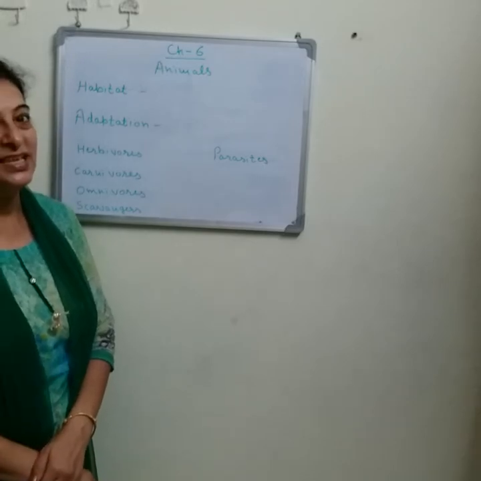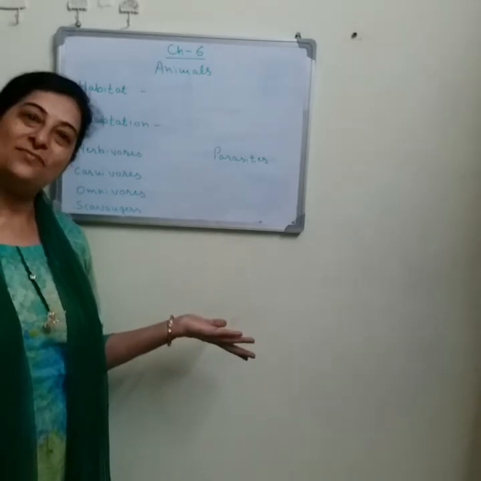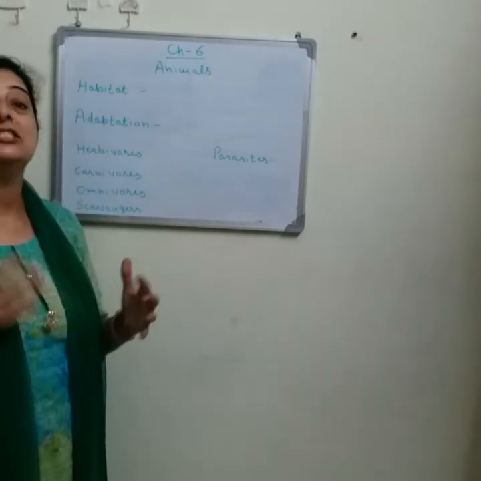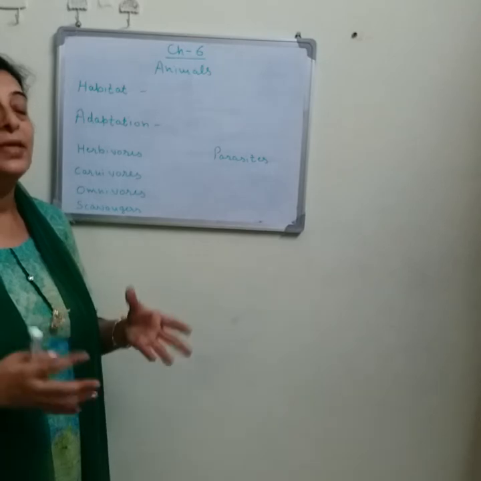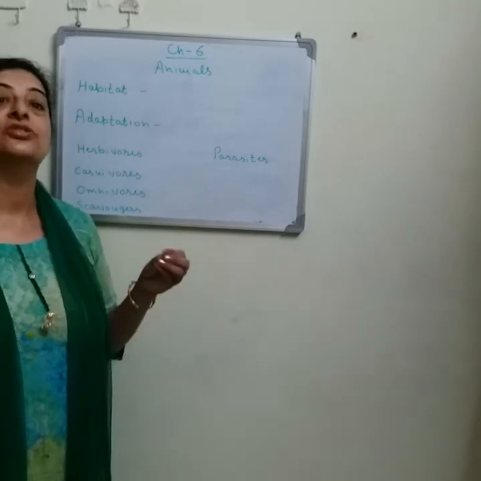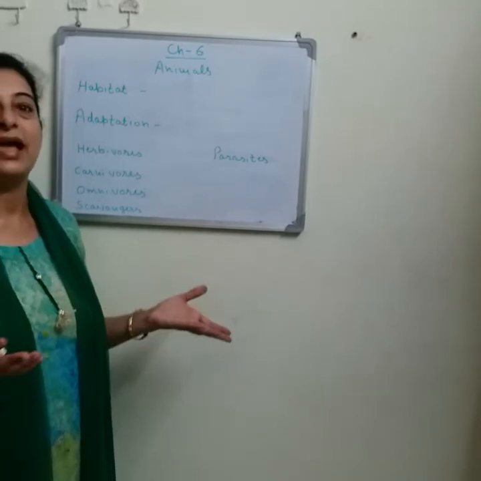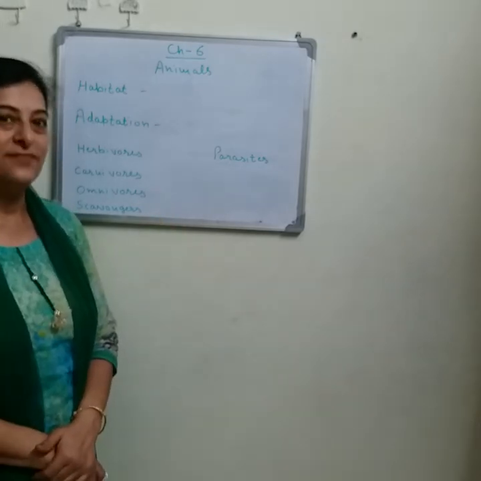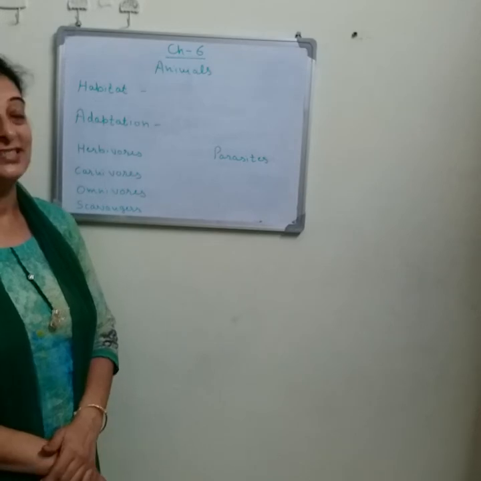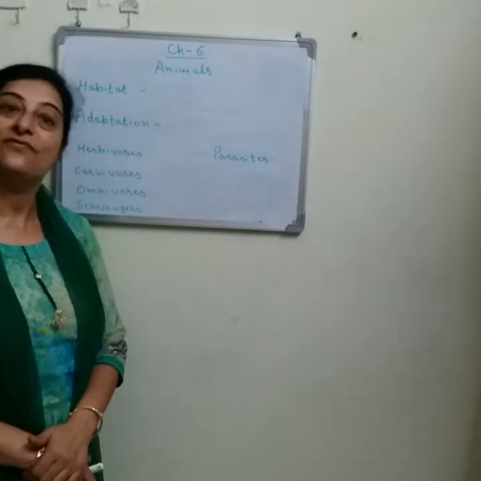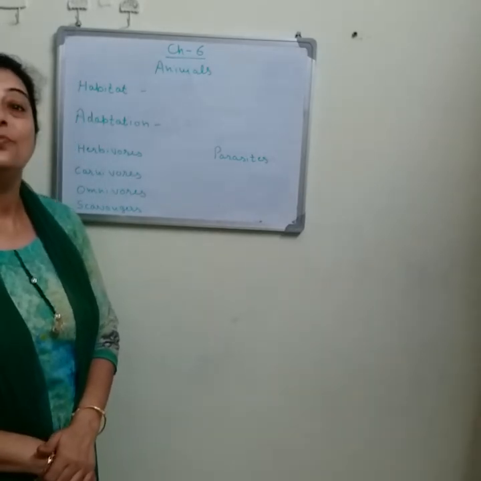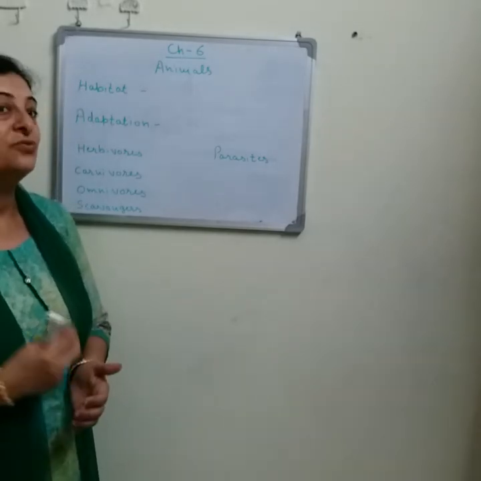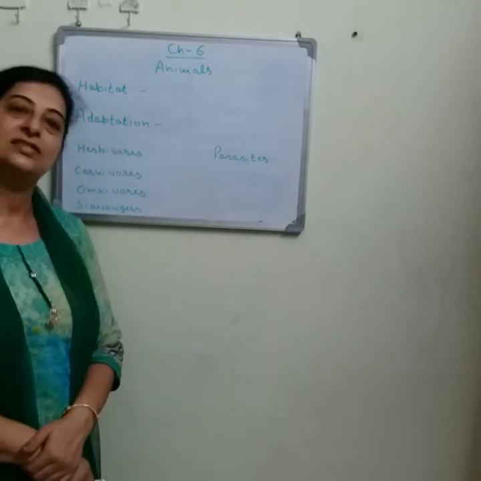So habitat means the home of an animal, and adaptation means special features that help any living organism to live in its habitat naturally. For example, if we talk about fish, fish have some adaptive features. Fish have gills, which help them to breathe. Fish have fins and tails, which help them to change direction while swimming.